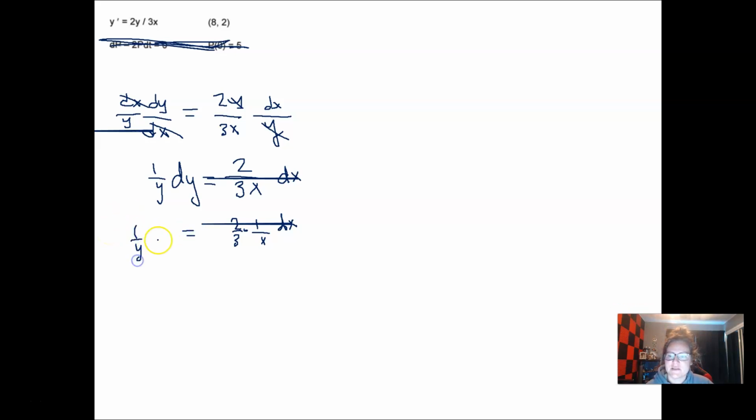Okay, so next up we need to integrate both sides. And so the antiderivative of 1 over y would be ln of y.